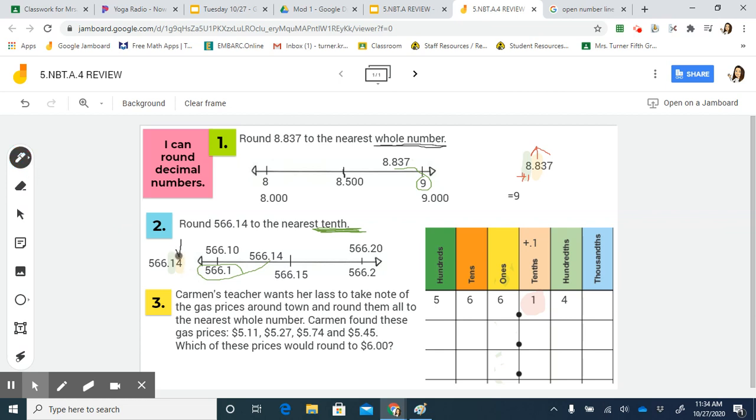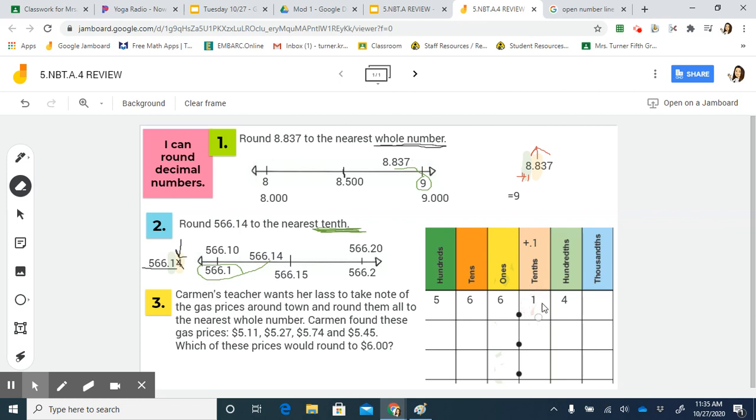And if we're rounding down, that means that we just kind of cut this one off. And then this would be my answer, 566.1. So it'd be closest to that number. So I'm showing 2 strategies. Now I'm moving on to the last one. I'm going to need this place value chart.